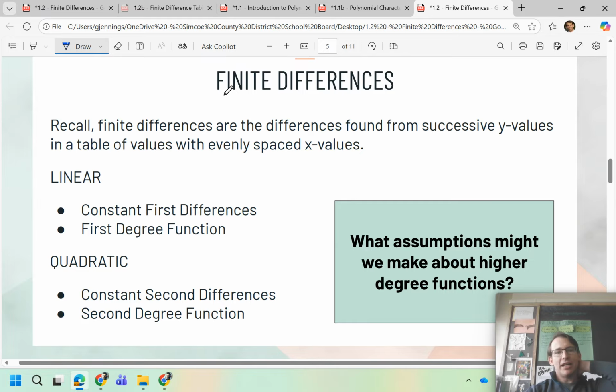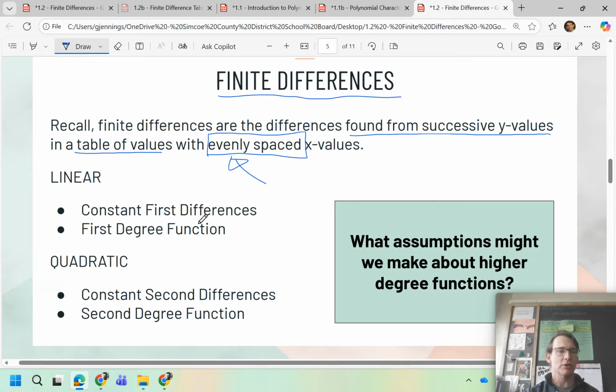So, finite differences. We're going to review this idea. They're the differences found from successive y values in a table of values with evenly spaced x values. We need to be careful. You can't just blindly start calculating your differences between y. We need to have evenly spaced x values. We don't necessarily need the x values to be spaced out 1 by 1. We could have like -5, 0, 5, 10 and still investigate the differences, but we will find some advantages with x values that are spaced out 1, 2, 3, 4, 5, just by a jump of 1, okay?